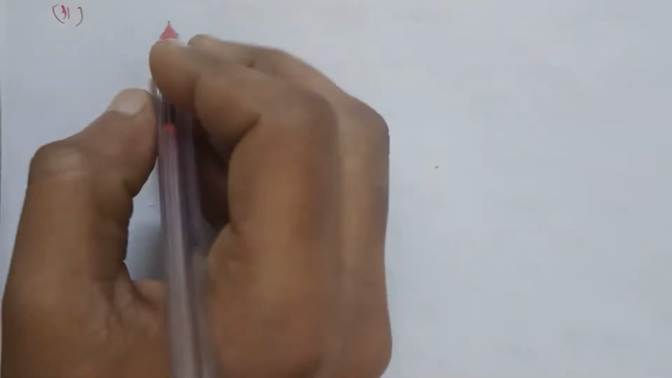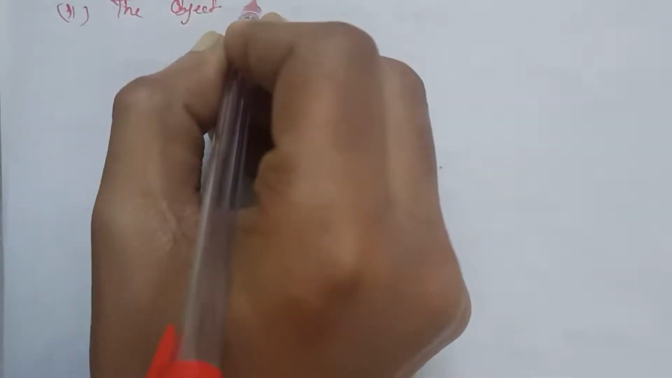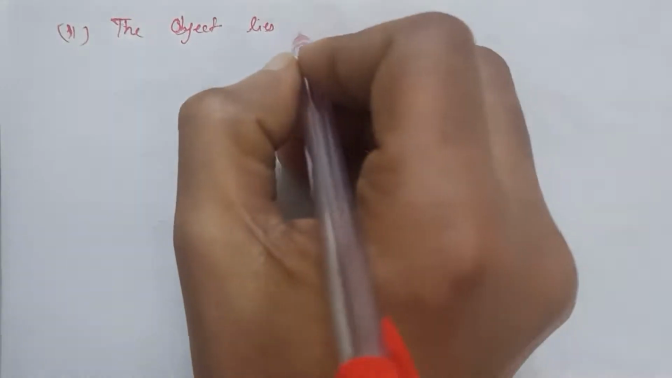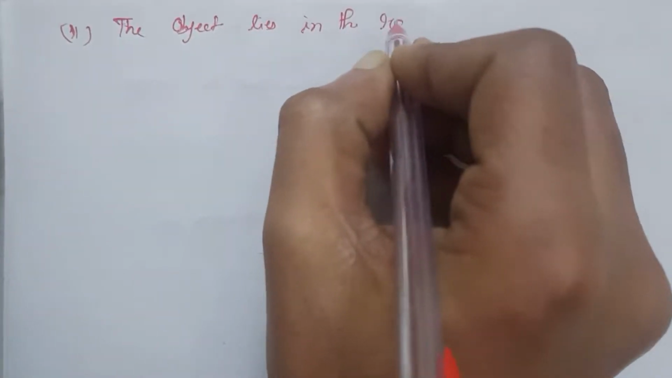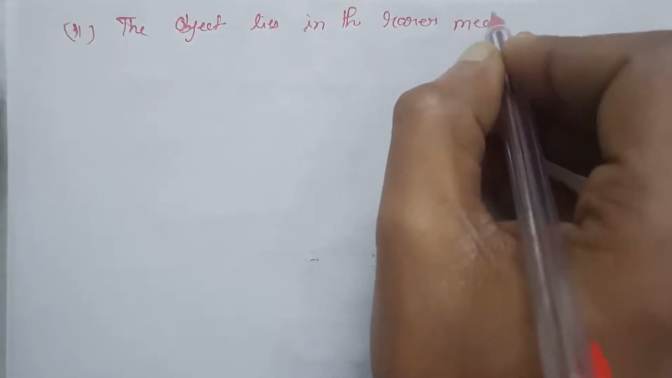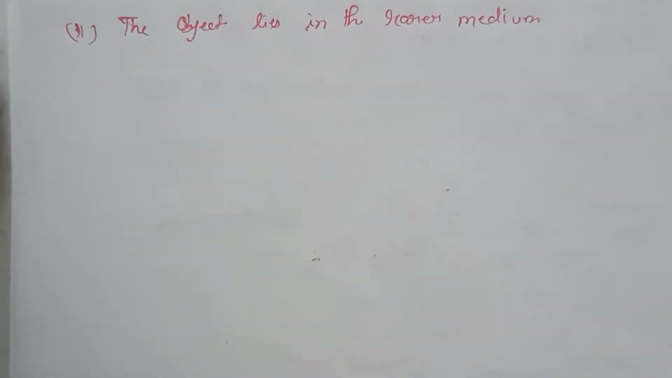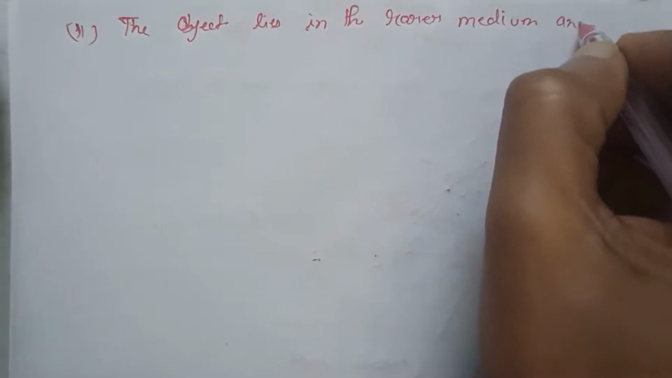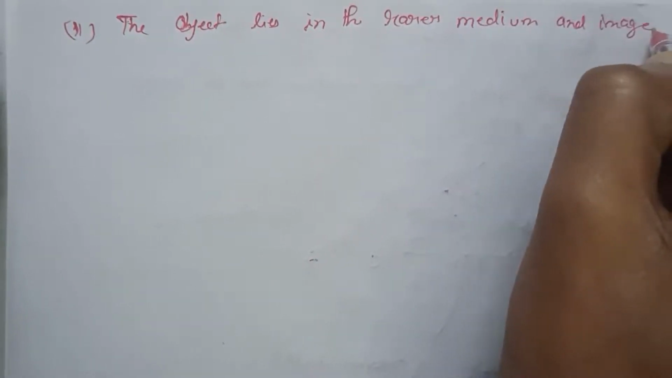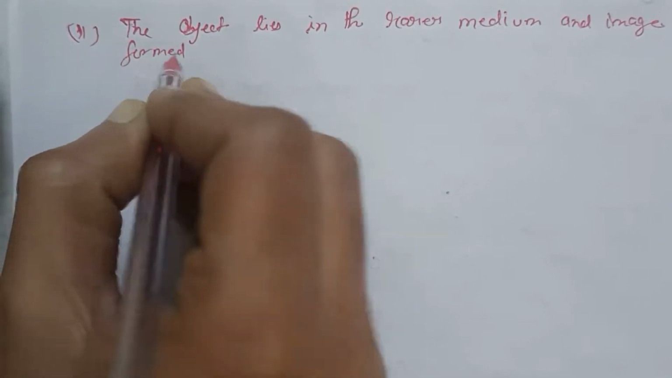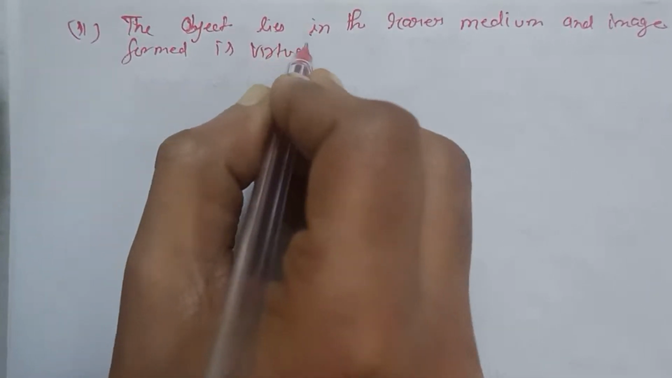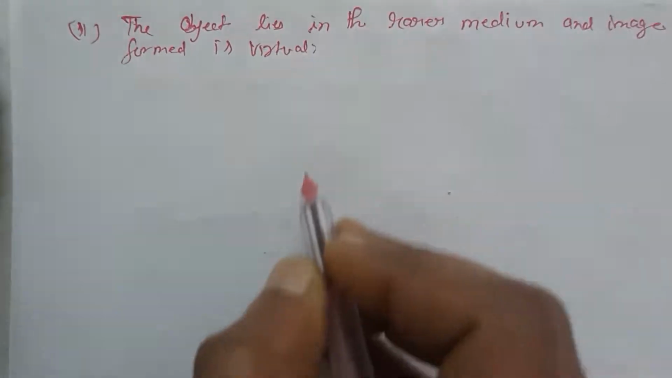Again, the second point of this topic is: the object lies in the rarer medium and the image formed is virtual. Now again draw a ray diagram.